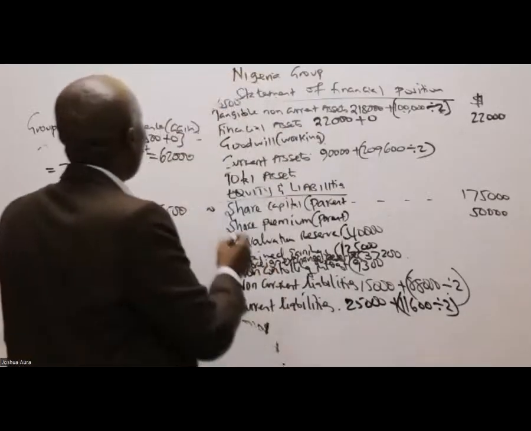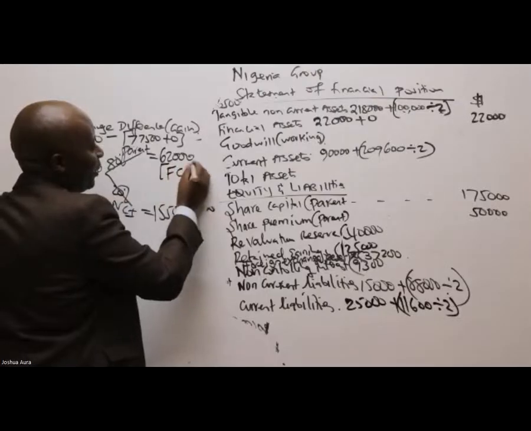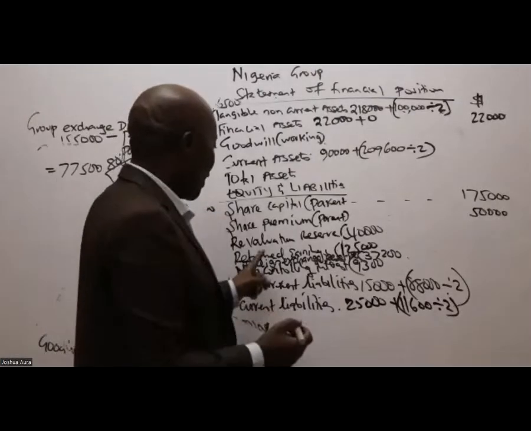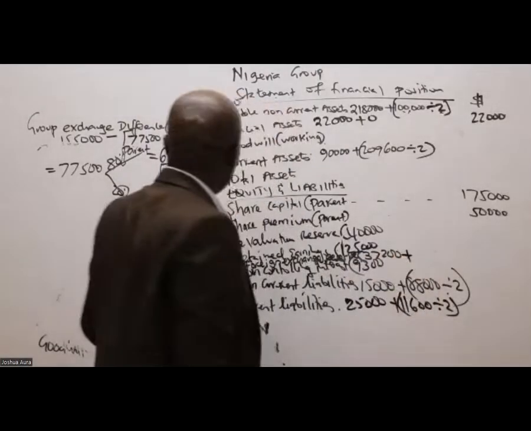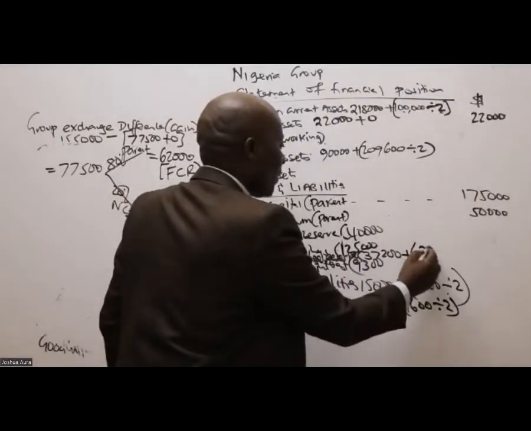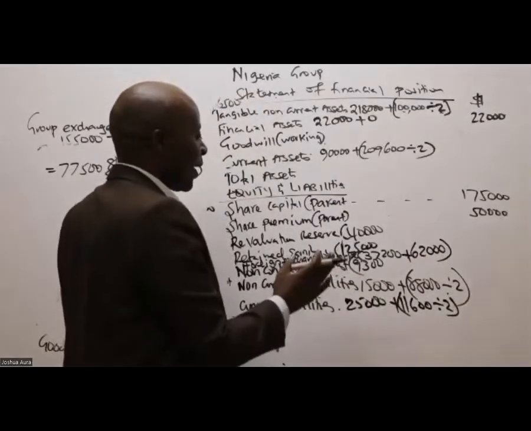I hope you've been able to write. It's normally called FCR, foreign currency reserve. So in your foreign currency or foreign exchange reserve, add there plus 62,000. And this is all for the foreign exchange reserve.